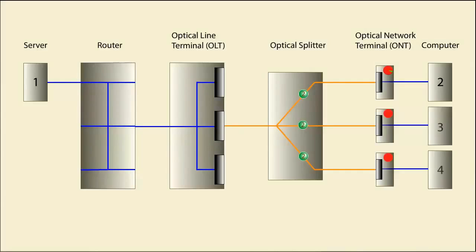The signal actually splits, and those packets go on all the fibers connected to the splitter. That one packet just split in this passive device. Now, as they approach the optical network terminals, these are all addressed for computer number 2, so they'll be rejected by the ONTs 3 and 4, and that packet will just pass through to computer number 2.